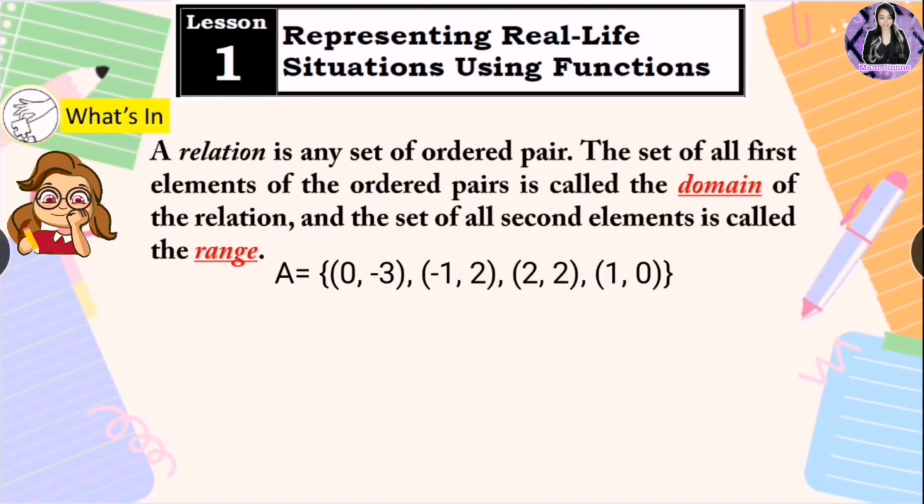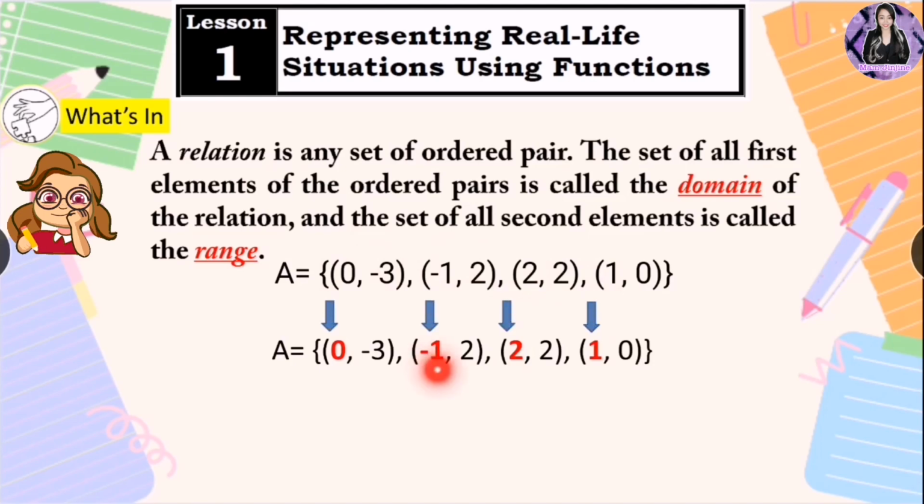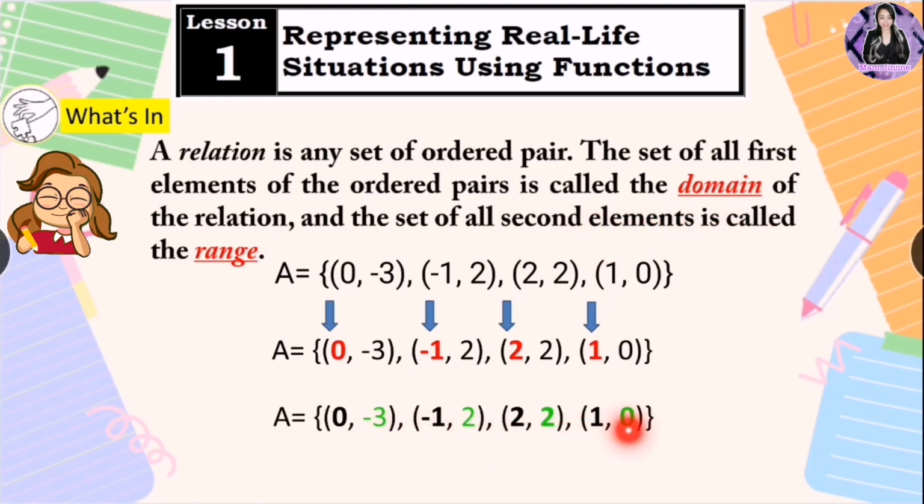The set of all first elements of the ordered pairs is called the domain of the relation. So here is the domain of this relation: 0, negative 1, positive 2, and positive 1. These are the domain of this set. And the set of all second elements is called the range. So here is the range in this set: negative 3, positive 2, positive 2, and 0. Again, all first elements of the ordered pairs are the domain, and all second elements are called the range.